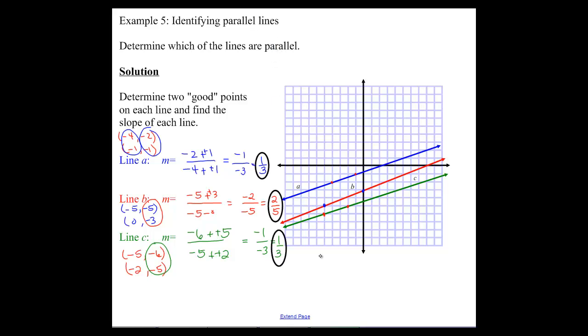Let's take a look at our slopes. For line A, I have a slope of 1/3, line B, a slope of 2/5, and line C, another slope of 1/3. That should back up what we thought originally, that line A and line C do look indeed to be parallel. If we have two lines with the same slope, we know that they are increasing at the same rate, or they have the same steepness, therefore they are parallel.